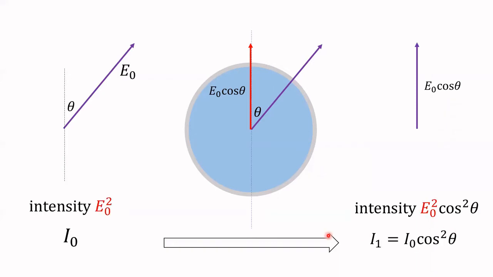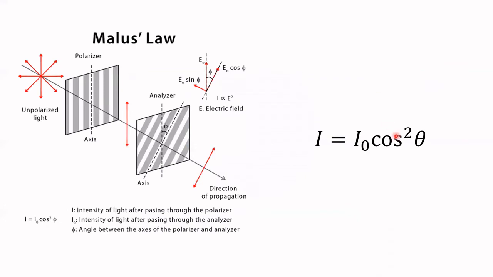That's the rule that you definitely need to memorize, although you do need to understand why it works. It works because electric field is a vector. You project the component of electric field onto the axis of the polarizer, and then you square that passed component to get your new intensity. This result is called Malus's law.